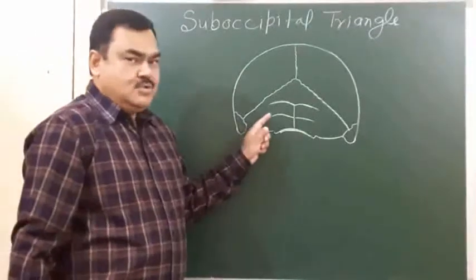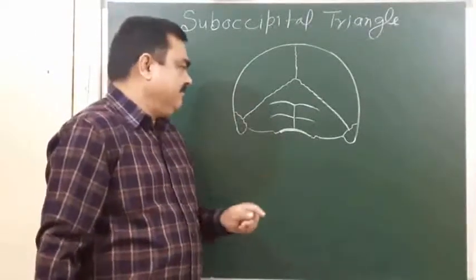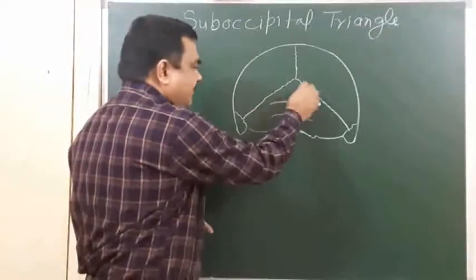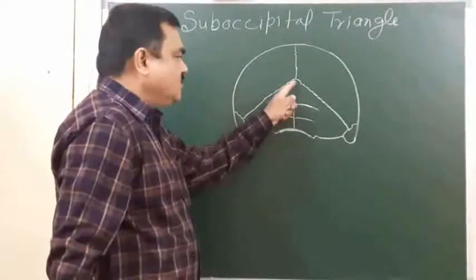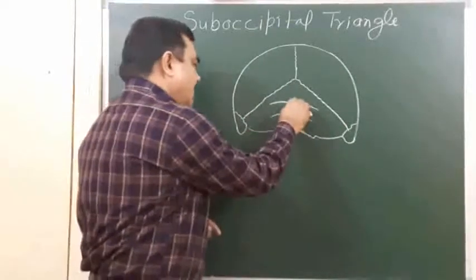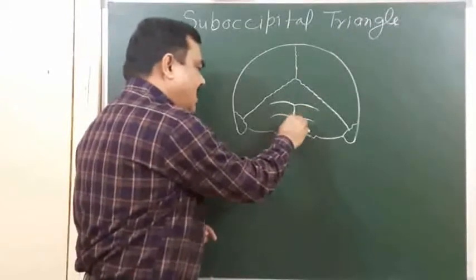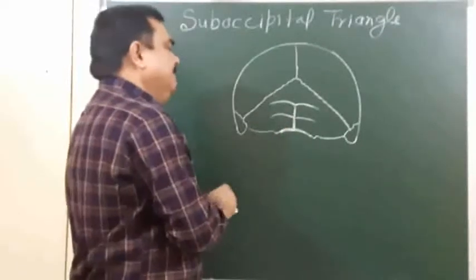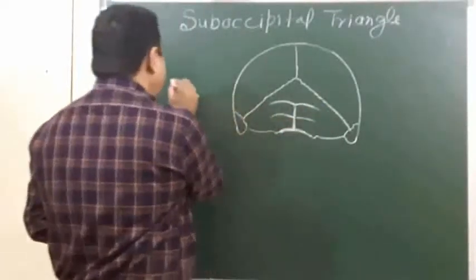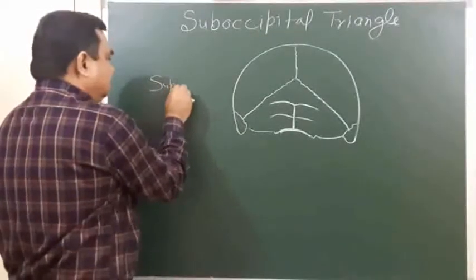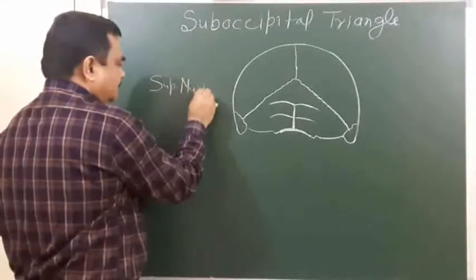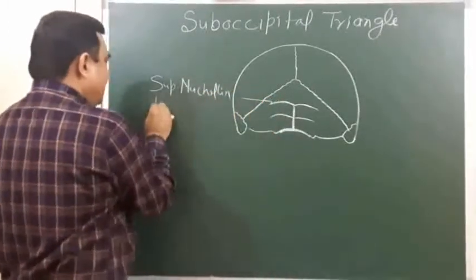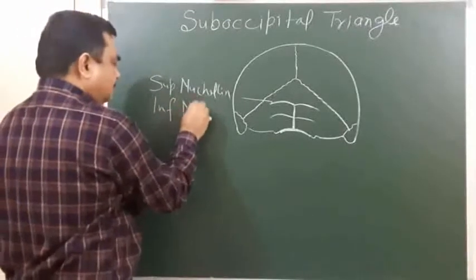This is the posterior view of the skull. Here you can see this bone is the occipital bone. This is the lambdoid suture. This is the occipital bone. Here is the external occipital crest. This is the superior nuchal line, and this is the inferior nuchal line.